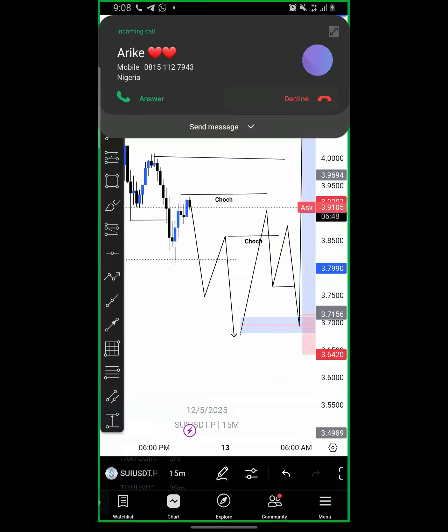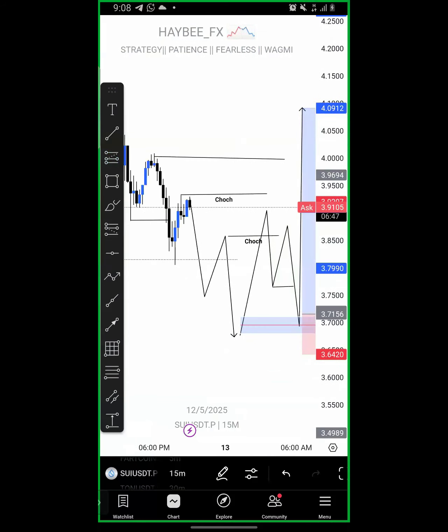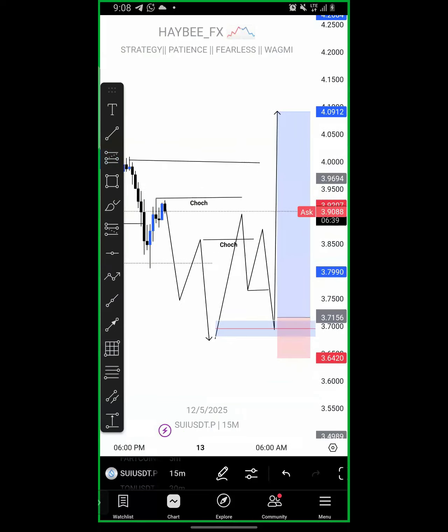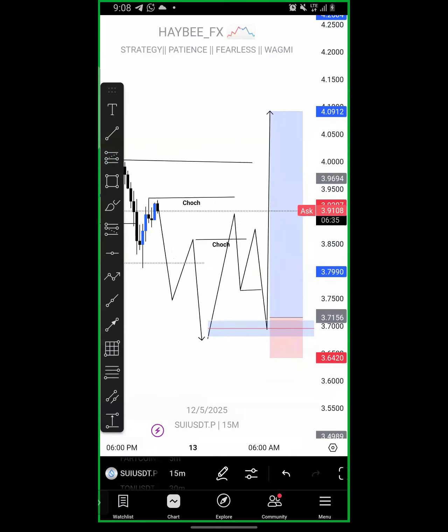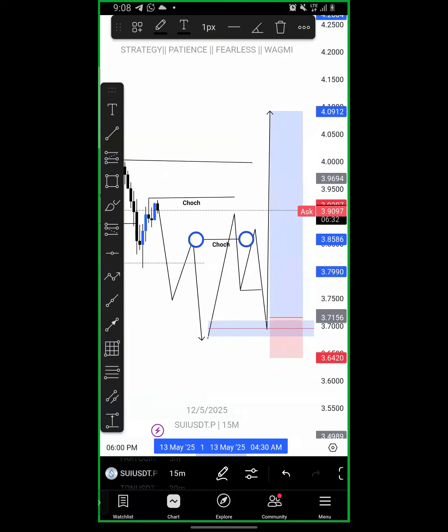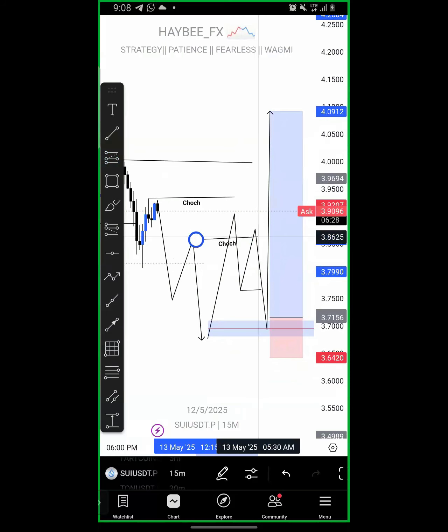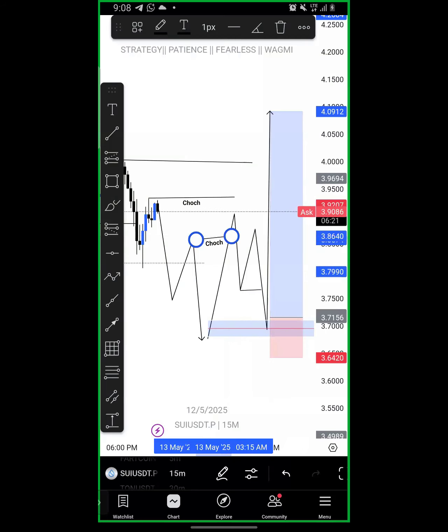Market has changed character. Sorry, a call came in. I've dropped it. Can you hear me now? Hello? Yeah. Okay, now you can see that we have a change of character. Please don't mind my drawing, I beg. I'm using a phone, so don't mind my drawing. Go ahead, leader. It's actually not an issue, you know.